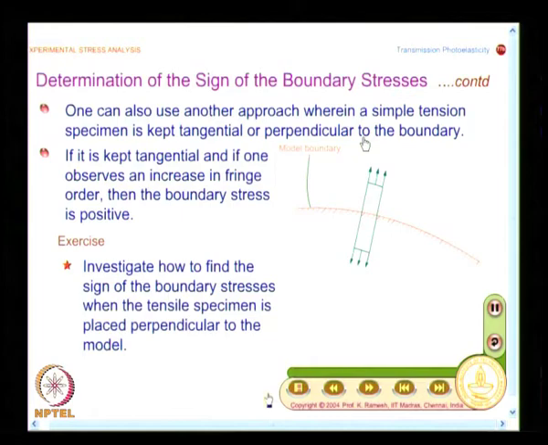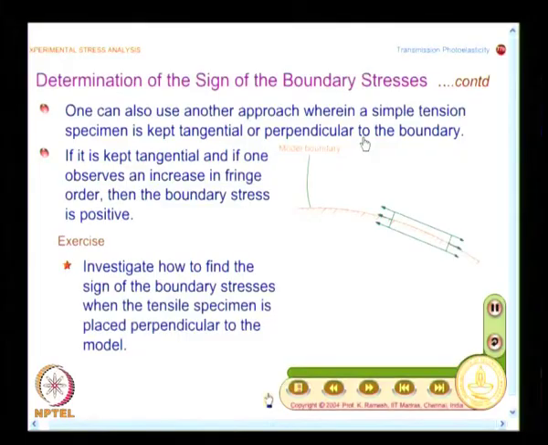So, if it is kept tangential, what will happen? If I keep it tangential to the boundary, I am adding retardation. If the original retardation was positive, if I add retardation, the fringe order will increase. When the fringe order increases, I would say the boundary stress is positive. You can also do a similar approach when I keep it perpendicular to it.